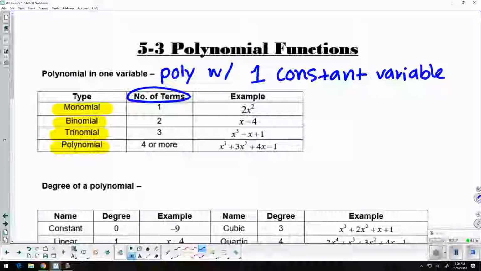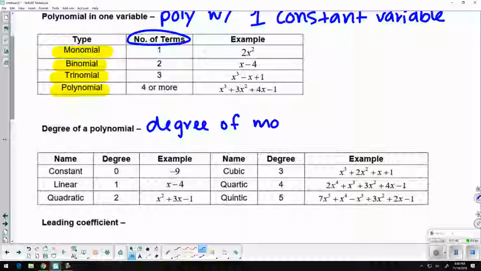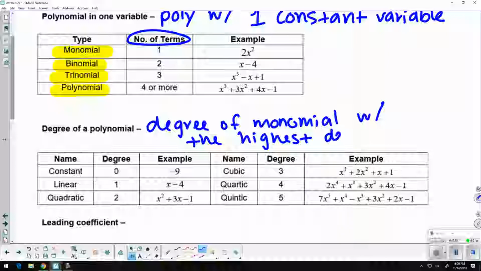And again, just to recall, how do you find the degree of a polynomial? The second way that you name your polynomial, besides the number of terms, is you also name it by the degree. How you find the degree of a polynomial, it's going to be the degree of the monomial. We learned this even back in section 1. It's the degree of the monomial with the highest or greatest degree, and that will determine the degree of the entire polynomial.